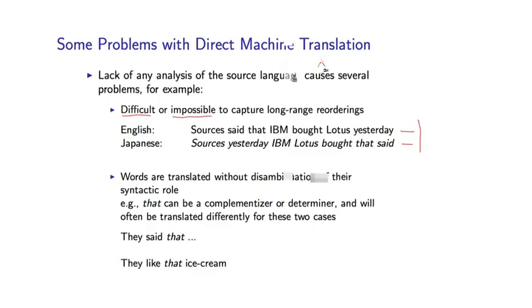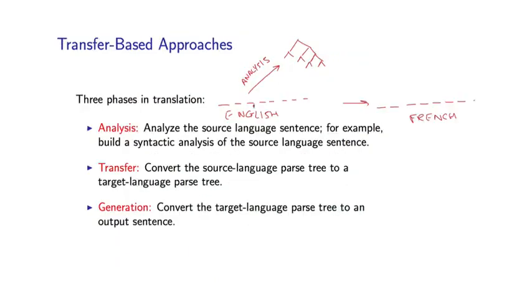...some other representation of the syntactic or semantic structure of that English. So that's the analysis stage. In the next stage, we perform what is called transfer. And here we transform, so this is an English parse tree, we somehow transform this to a French parse tree. So this is English, this is a French parse tree.